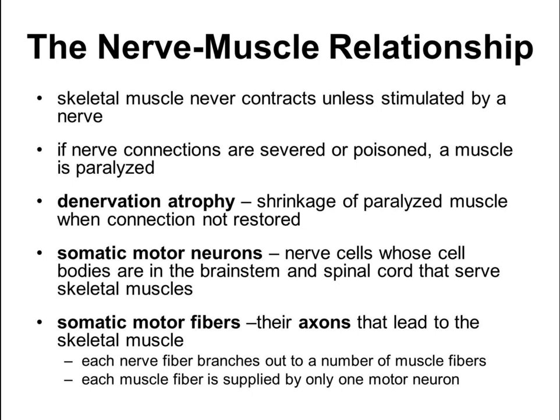You have somatic motor neurons, and these are nerve cells whose cell bodies are in the brainstem and the spinal cord, and they serve skeletal muscles. You also have somatic motor fibers, and their axons lead to the skeletal muscle. Each nerve fiber branches out to a number of different muscle fibers, and each muscle fiber is supplied by only one motor neuron.